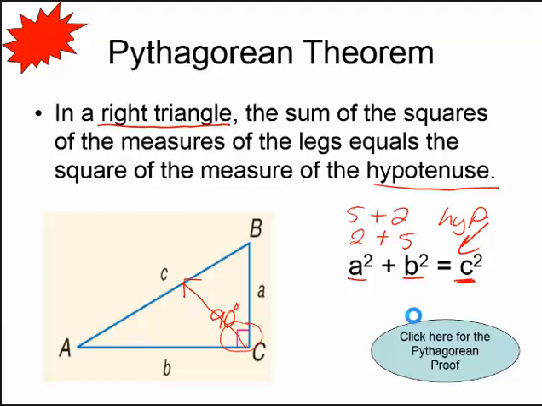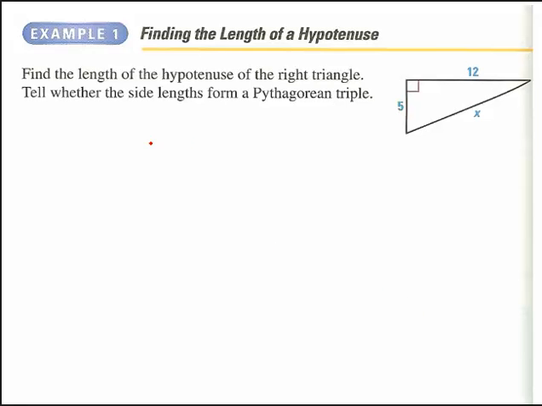So let's do an example. Find the length of the hypotenuse of the right triangle. Tell whether the side lengths form a Pythagorean triple or not. Well, first of all, we need to find this missing side. They tell us it is the hypotenuse, so we really don't need to recognize that. That means my other two numbers are my legs, so they're going to go in positions a and b. And then my hypotenuse is in the position of c. We could call it anything. We don't have to call it c.